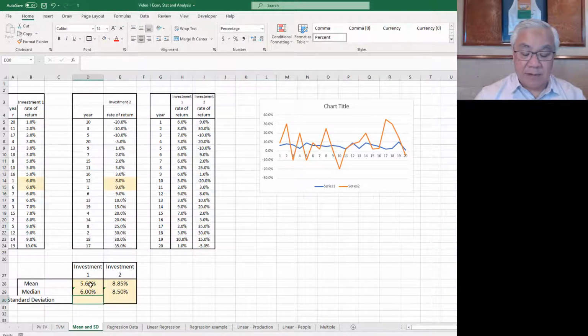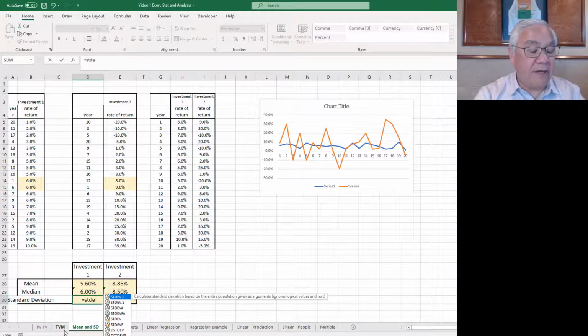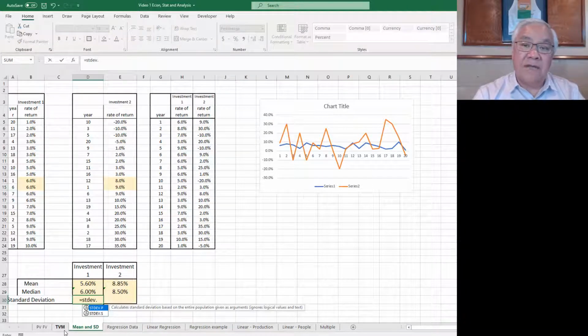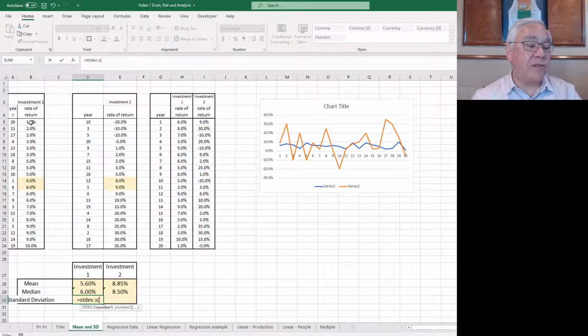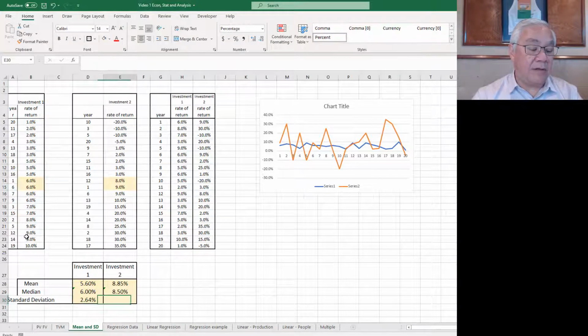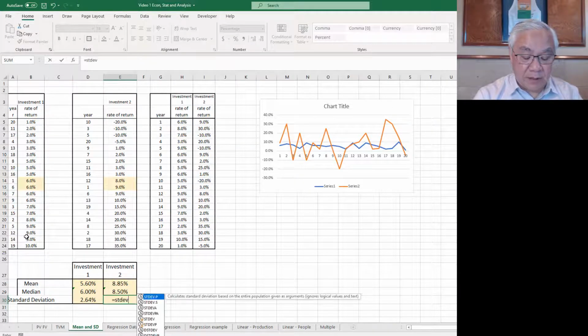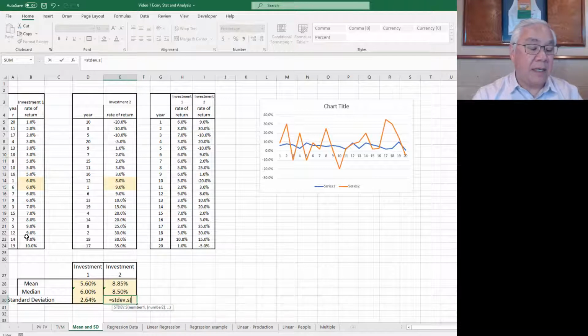Standard deviation, there's a formula in Excel for that, equals STDEV.P or STDEV.S. If it's the entire population, it's .P. If it's a sample, it's .S. Here, it's a sample, because these aren't all the investment returns back in history. It's a sample, and then open parentheses, and then simply shade the returns. And we do the same, equals STDEV.S, and we shade the area.